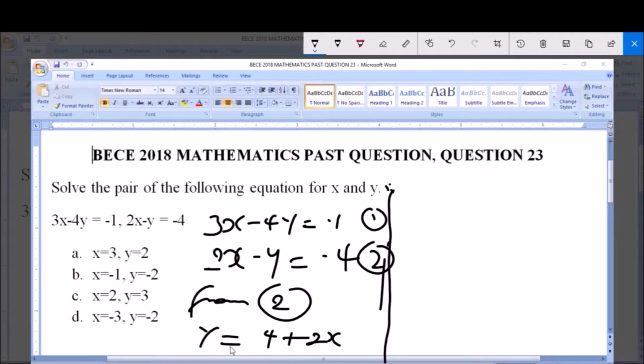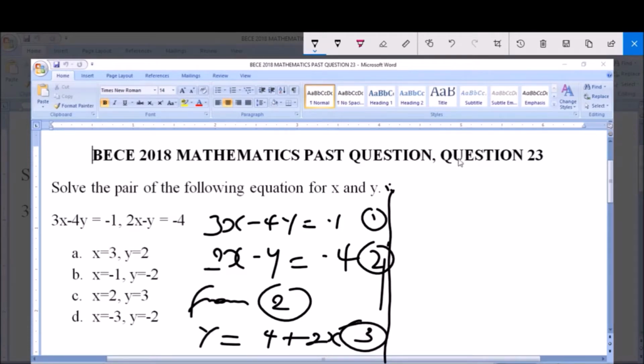Now, how do I come about y is equal to 4 plus 2x? This is y, it's negative here. If you bring y to the right hand side, remember the principle, when you're taking anything from one side of the equation to another side, the sign will change. Bringing y from here to this place will make it positive, and taking minus 4 here will make it positive also. So we have 2x plus 4 here and plus y here. That's why I have y is equal to 4 plus 2x or 2x plus 4. So let's call this equation 3.